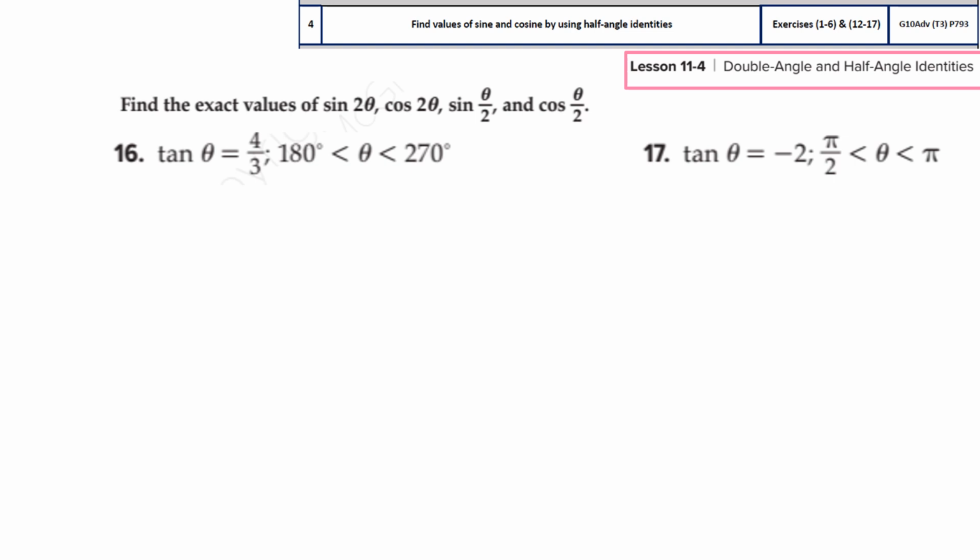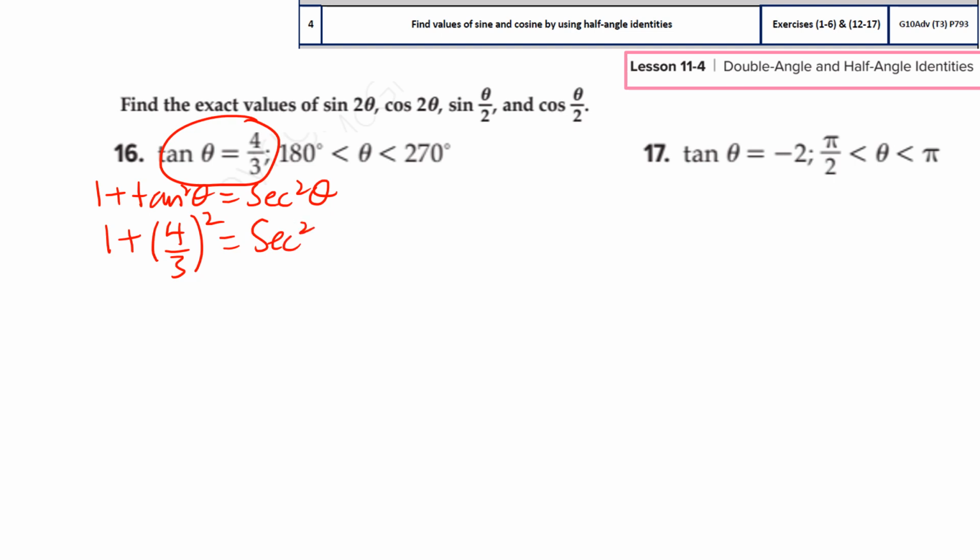So here tan is given, so we'll find secant square. We'll use the Pythagorean identity, 1 plus tan square equal to secant square. Plug in these values, take the LCM and get your secant from here. So this is going to be 3 square plus 4 square over 3 square. So if you simplify, this is 9 plus 16, 25 over 9.